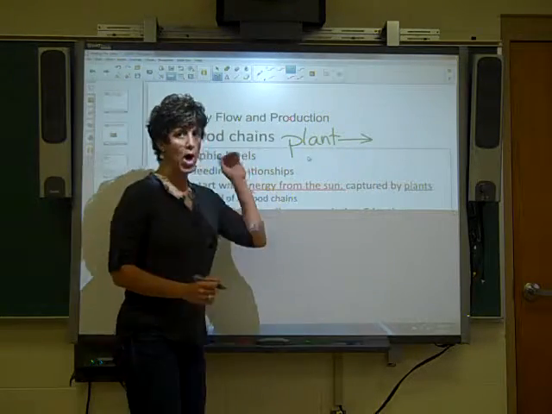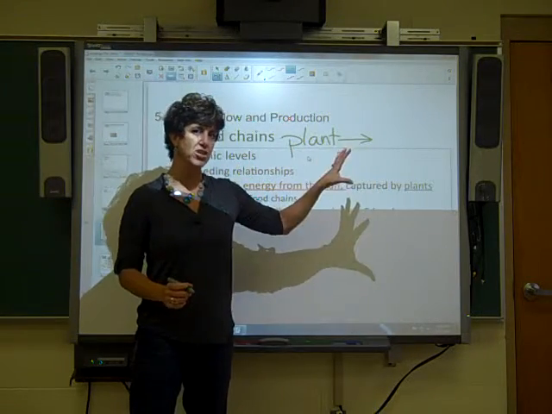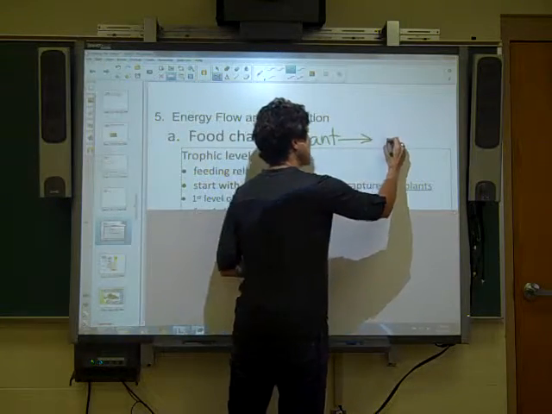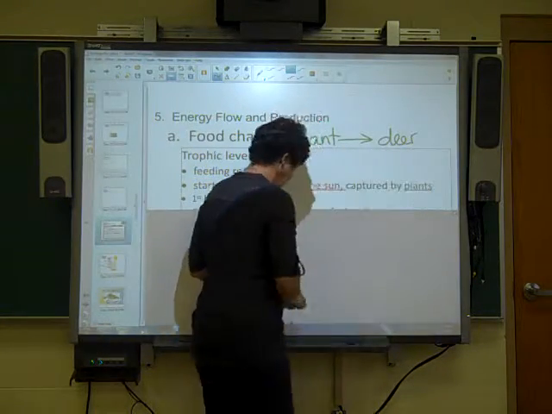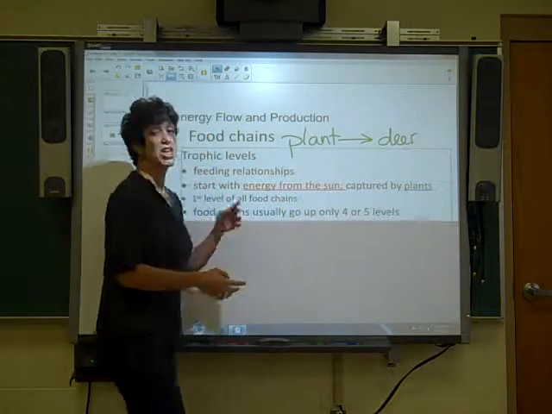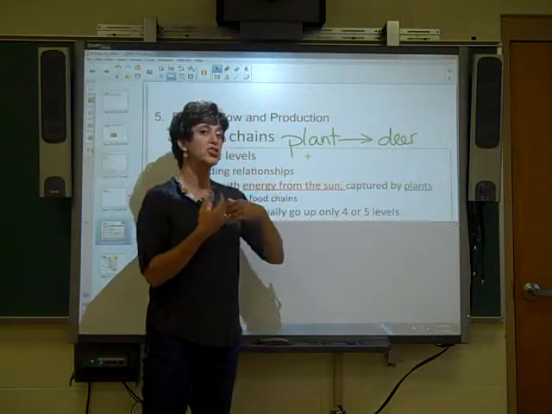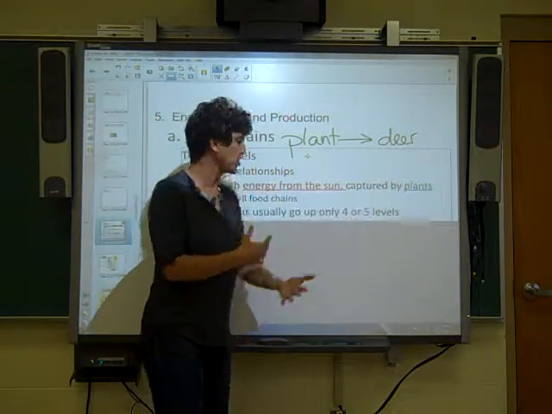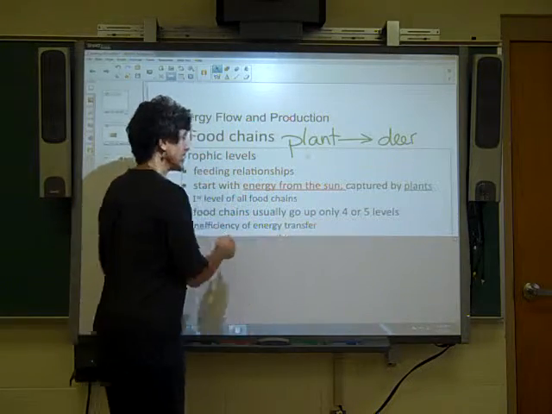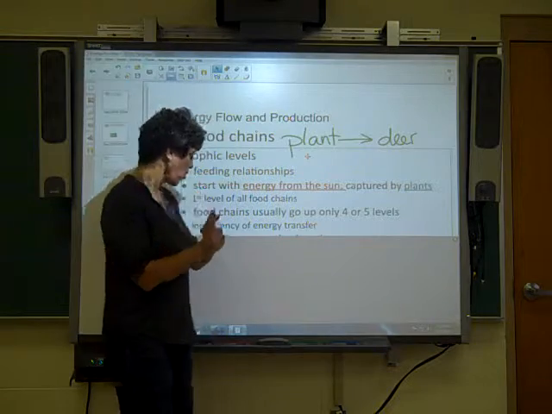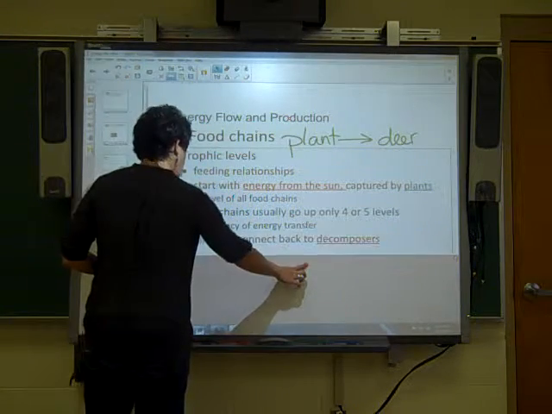A food chain, you'll remember, goes like this: plant, and then the arrow always goes in the direction in which the energy is being transferred. So the energy is going from the plant to, let's say this is deer, and the deer are eating that plant. Food chains usually only go up 4 or 5 levels. You usually can't go any further than that because there's not enough energy to go further than that. There is an inefficiency of energy transfer. We're going to talk a little bit more about that in a minute.